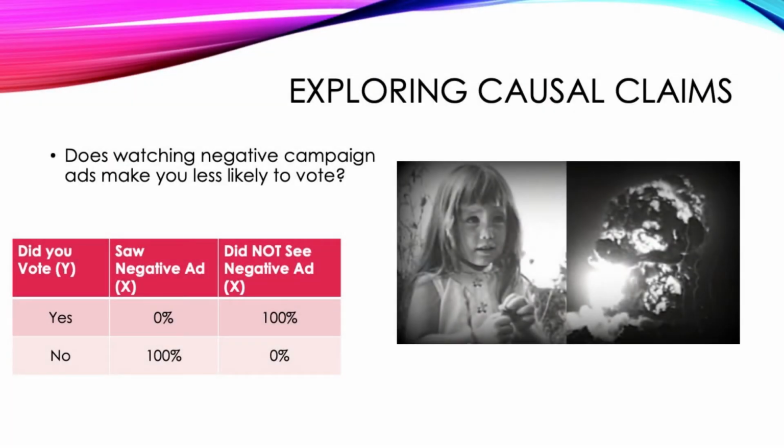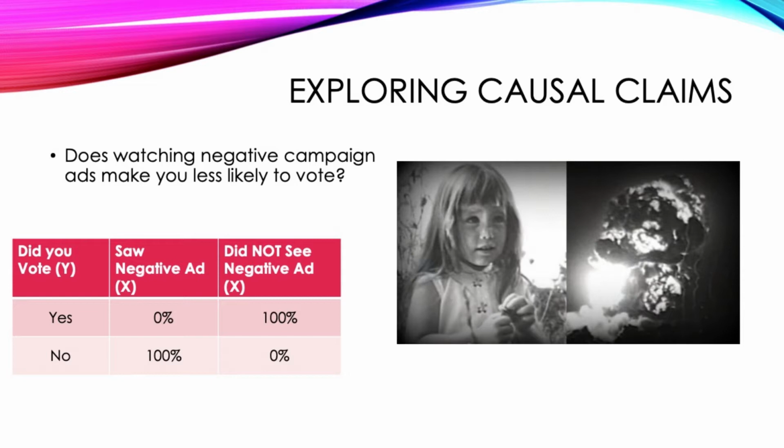So for example, say we were interested in examining the impact of watching negative campaign advertisements and the impact that had on the likelihood of a person voting in a given election. So very simply, we could throw together this crosstab. Say we asked a variety of people. First, we operationalize our dependent variable, which is the likelihood that they will vote. So that's here in column Y. Did you vote? And they could respond yes or no.